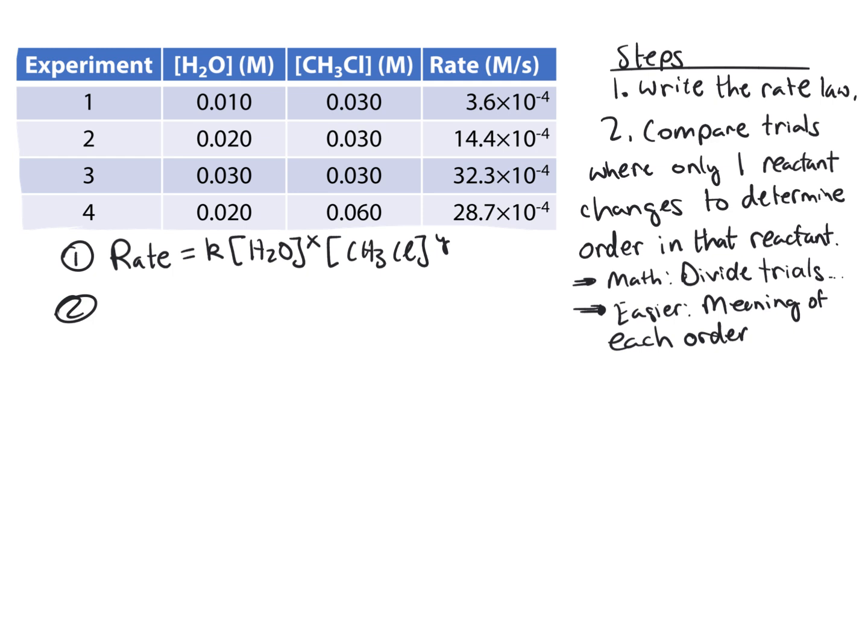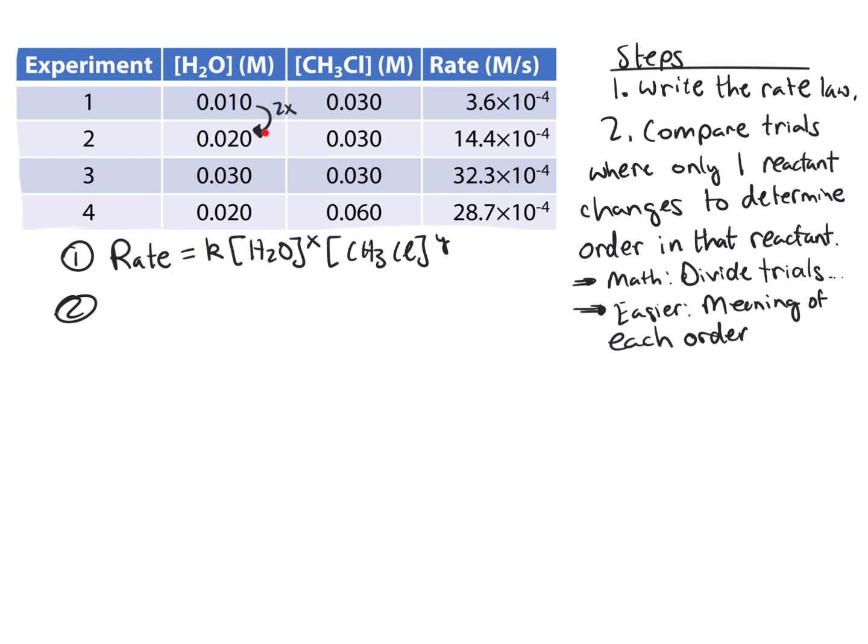Okay, so first we need to find those trials where only one reactant concentration changes. So if we're comparing our trials 1 and 2, CH3Cl stays constant, but H2O changes. If I'm looking at those, it goes from 0.01 to 0.02, so H2O doubles. That's the change.